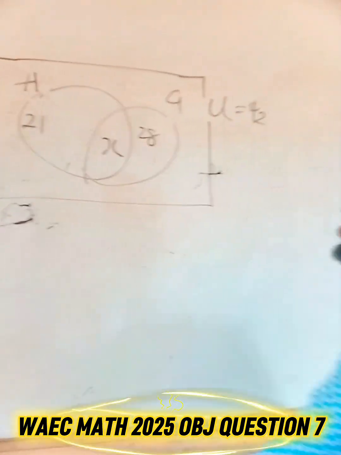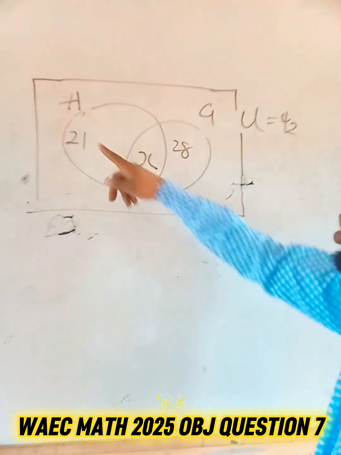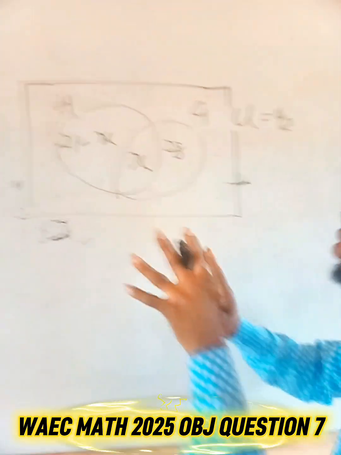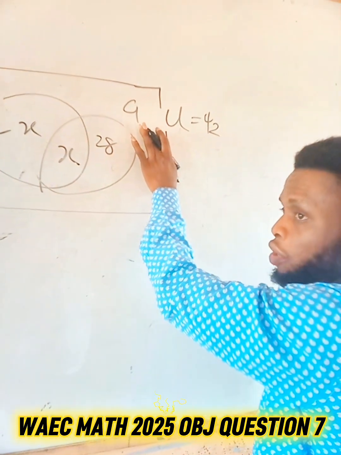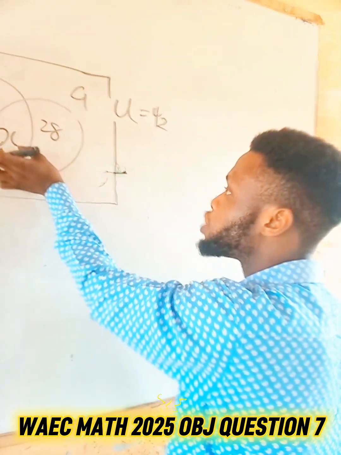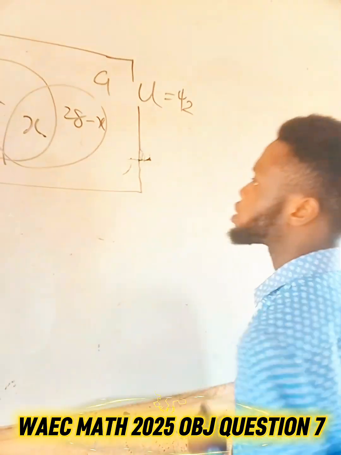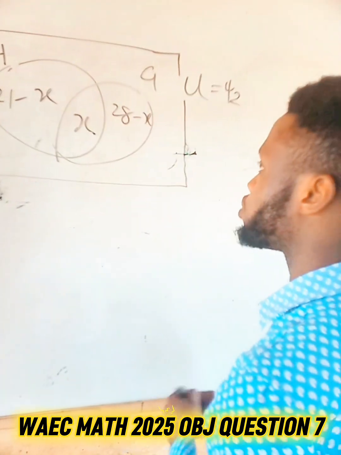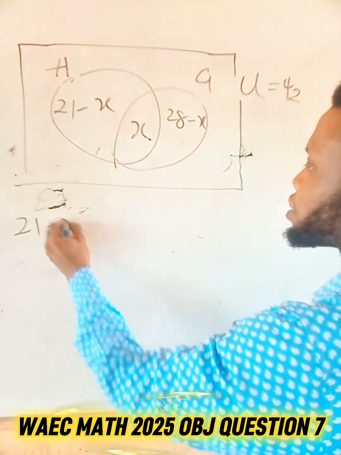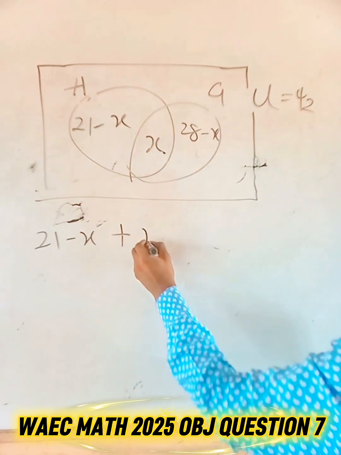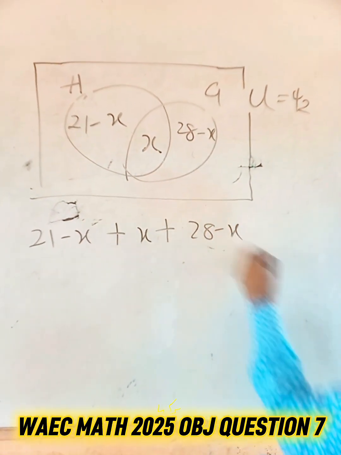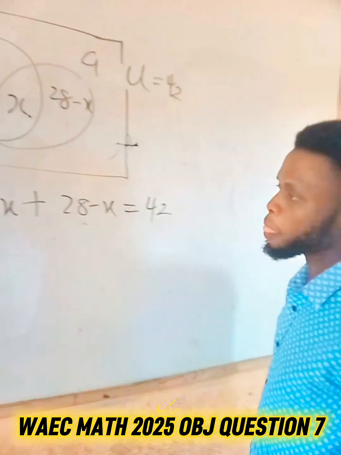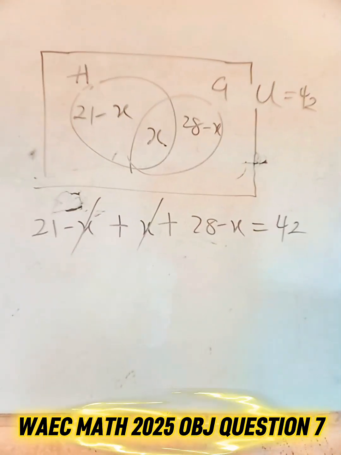And to know the number of students that offered only history, that will be 21 minus the both. So this is going to be 21 minus X. That's history only. And the same thing for government. To know the number of students that offered only government, that will be 28 minus X. So we're going to transform this Venn diagram into a mathematical equation. So that will be 21 minus X plus this X plus 28 minus X equals the total number of students in the class, which is 42.